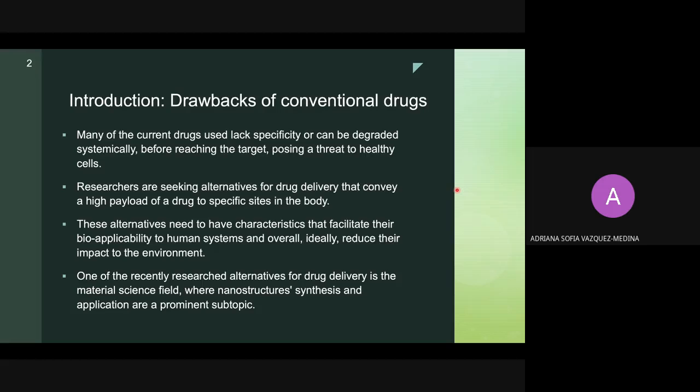These alternatives need to have characteristics that facilitate their bioapplicability to human systems and, ideally, reduce their impact on the environment. One of the recently researched alternatives for drug delivery systems is within the material science field, where nanostructure synthesis and application is a prominent subtopic.